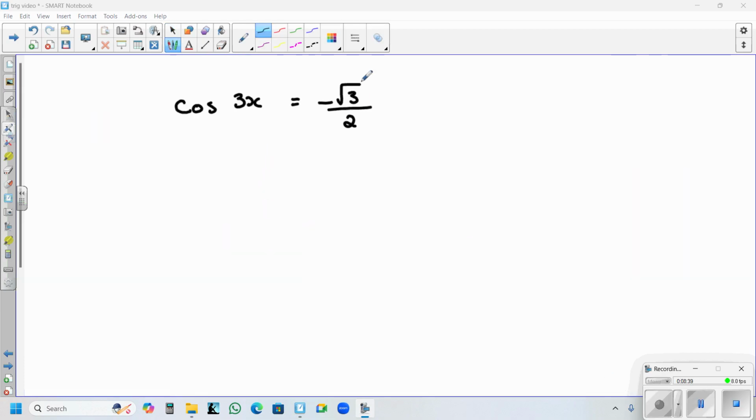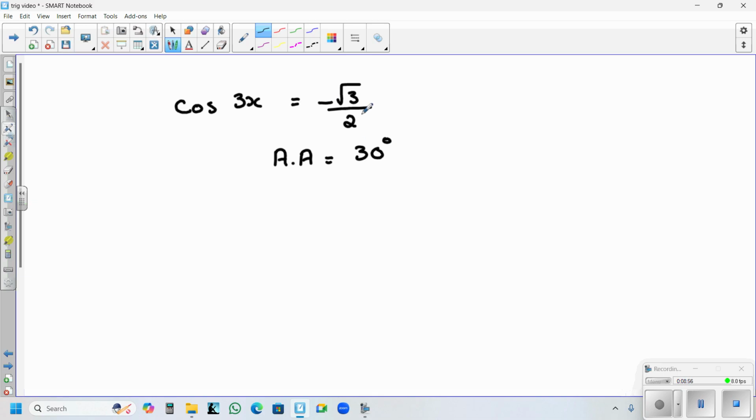Okay, I'm doing this one with an exact value as well. So we've got cos 3x is equal to minus root 3 over 2. So what we're going to do is we're going to do the acute angle, we ignore the negative sign, and we're doing shift cos of root 3 over 2. That's an exact value for angle is 30 degrees.